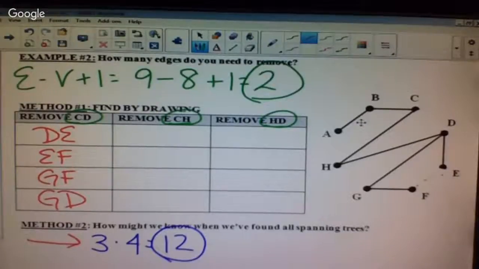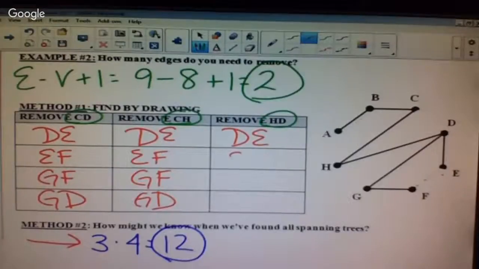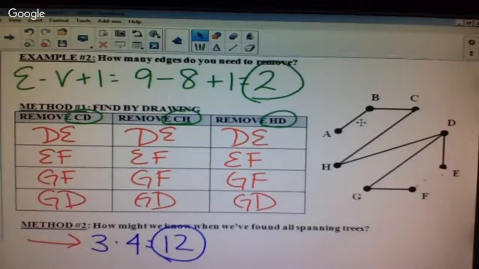I can do C to D and all the options in that one. Or I can remove C to H, and guess what? All 4 of those options again. I can remove H to D, and again, all of those options. There's one more case that I've got to show you, and that's it.